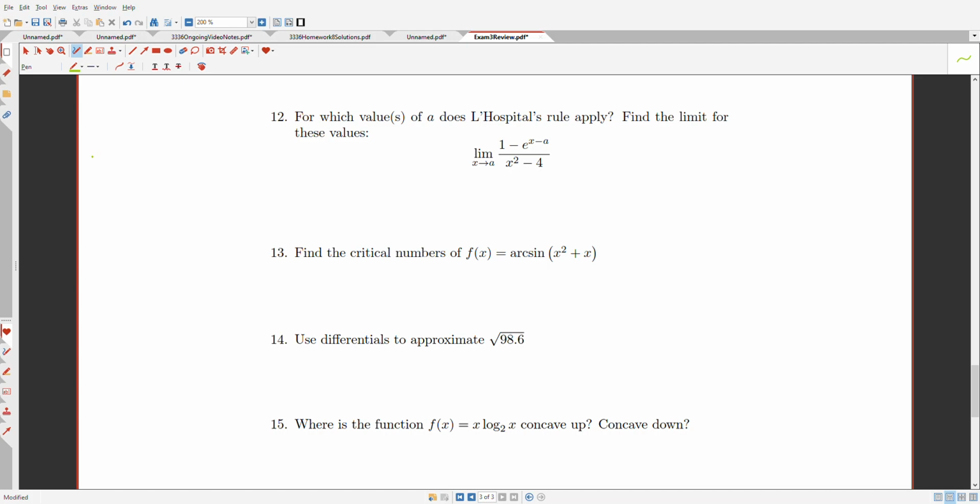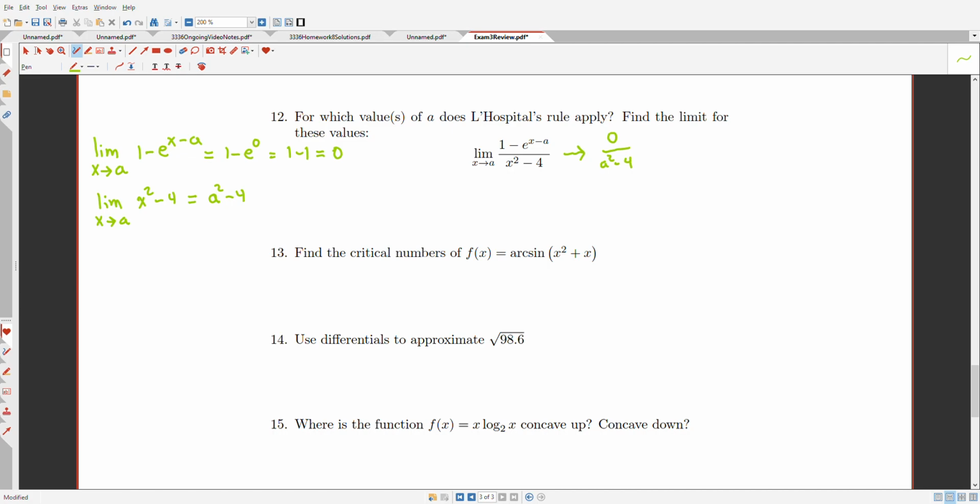The first thing to note is that the numerator has a limit no matter what a is. So as x goes to the number a, if we just plug that in, we get 1 minus e to the 0, which is 1 minus 1, which is 0. So no matter what a is, the numerator is always going to 0. But the denominator doesn't always go to 0. It goes to a squared minus 4. So this fraction, if we plug in x equals a, is always going to 0 divided by a squared minus 4.